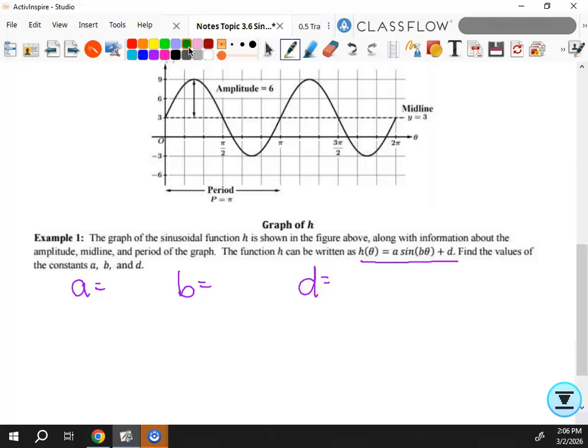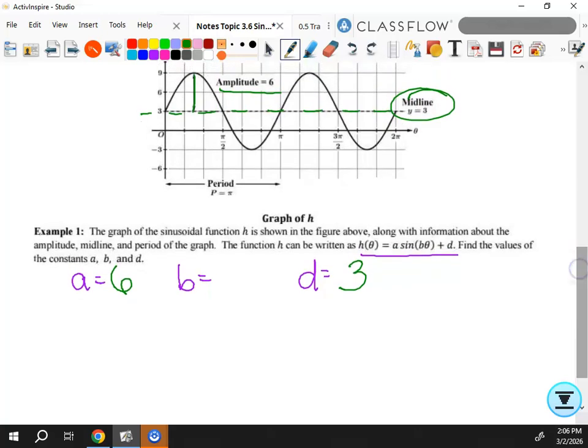A is the amplitude. It is this right here. I don't even have to count because it flat out gave it to me. That's 6. Okay. Easy. The midline, it's right here. It's drawn in, and they gave it to me. Midline y equals 3, so that's this value. Then I should be able to figure it out, but it tells me what the period is. That is not the b value. To find b, you take 2 pi, you divide it by the period. That gives you the b value.